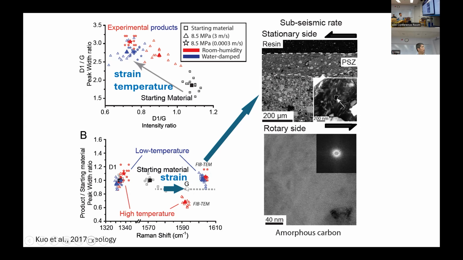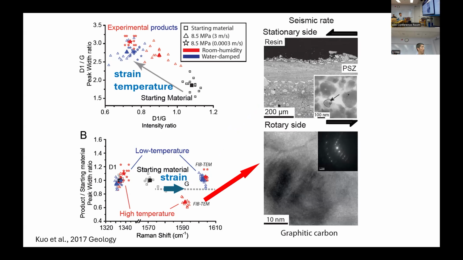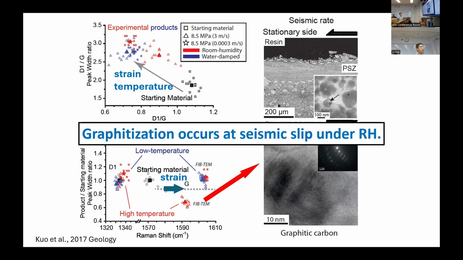For the upper group here, this low temperature part, we cannot find any graphite formed after the experiment, no matter which kind of condition. But under room humidity, high velocity experiments, we found graphite was formed. So in this case, we suggest that the graphitization process here can only occur at seismic slip rate and with less water. And that is a very important thing because water is everywhere underground.